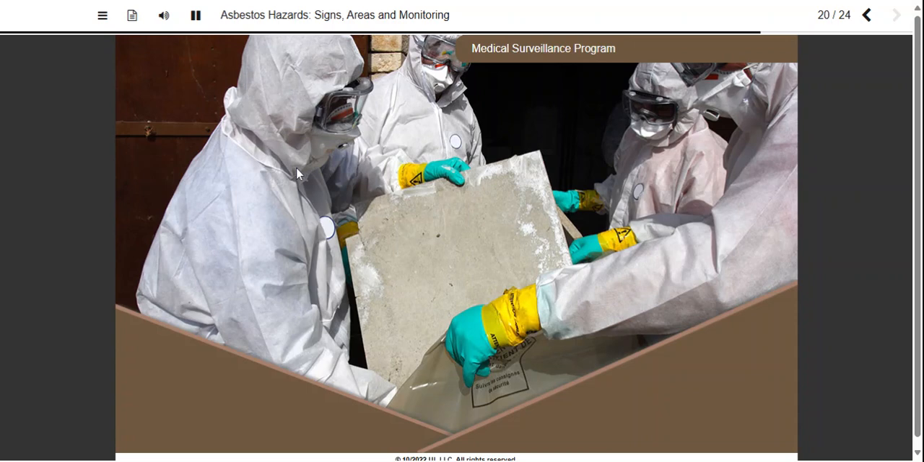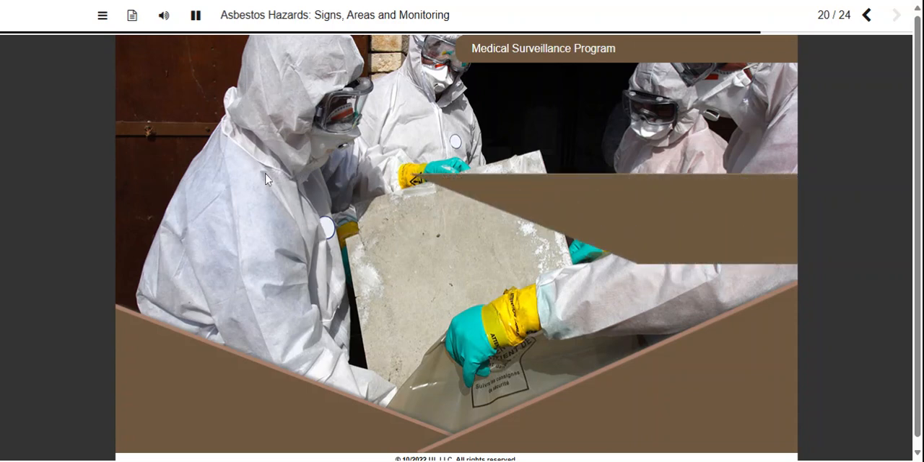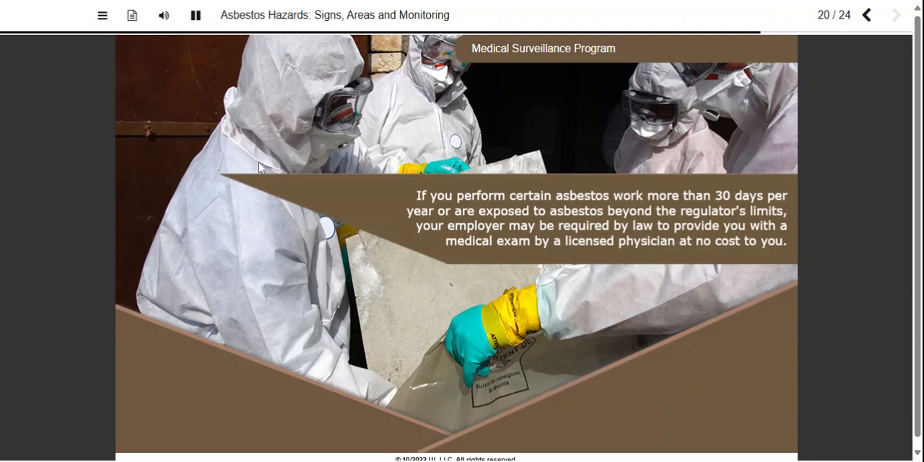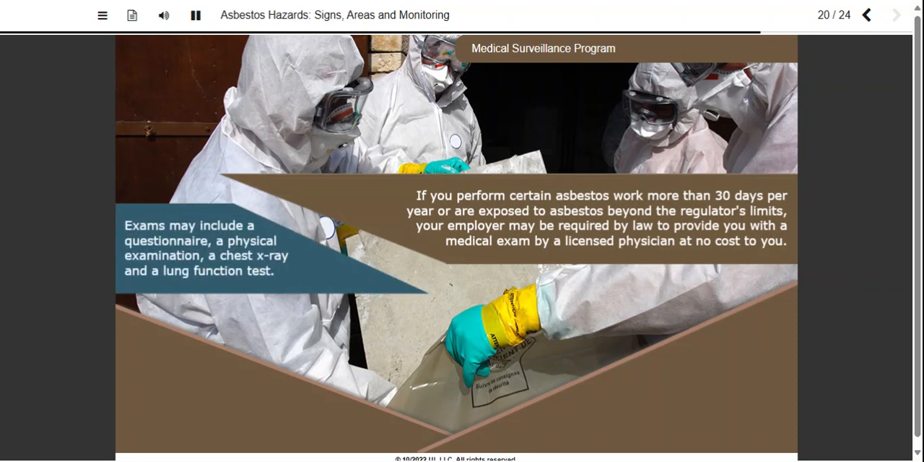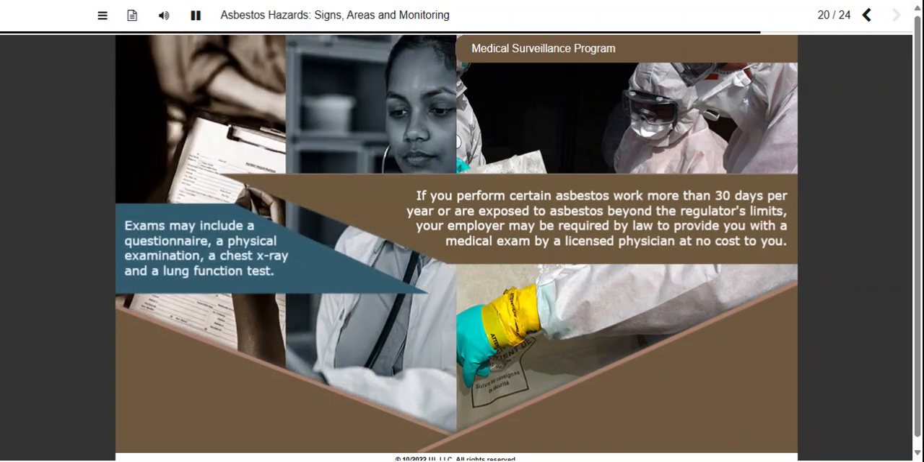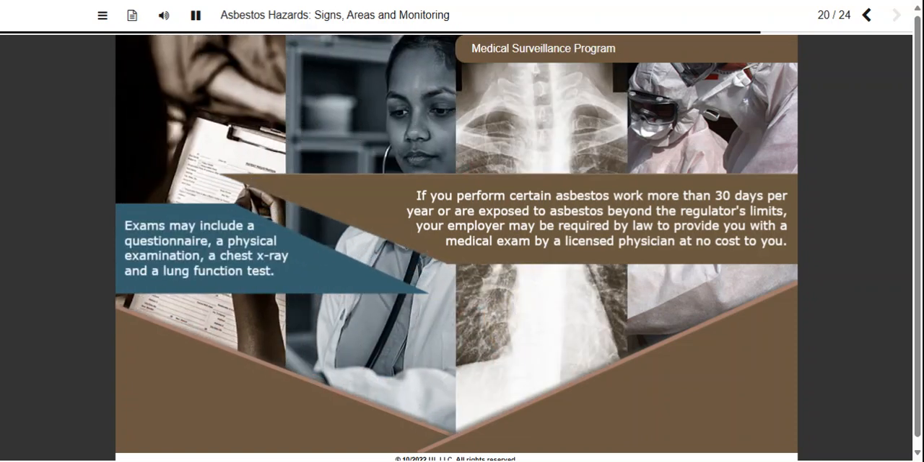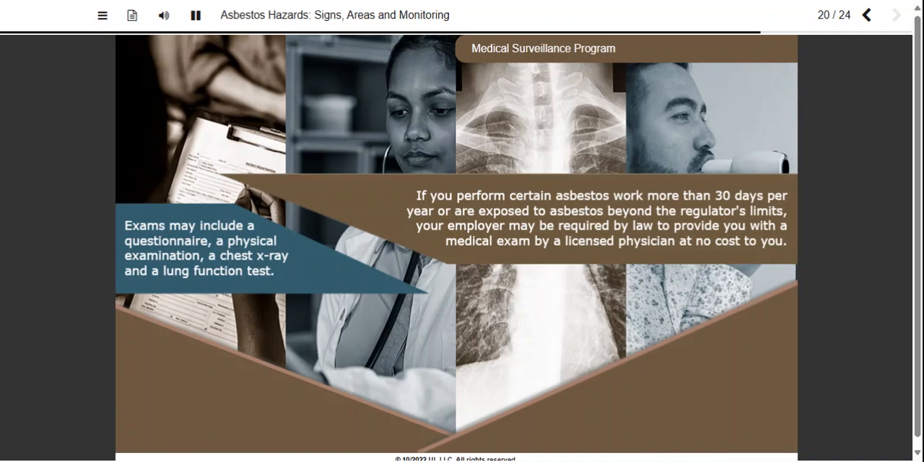It's not enough to simply monitor the air for asbestos. We must monitor workers, too. If you perform certain asbestos work more than 30 days per year or are exposed to asbestos beyond the regulator's limits, your employer may be required by law to provide you with a medical exam by a licensed physician at no cost to you. The exams may include a questionnaire, a physical examination, a chest X-ray, and a lung function test. Workers should receive these exams annually.